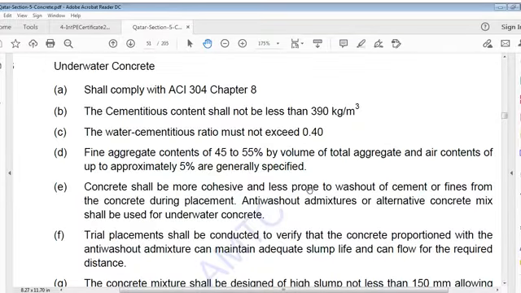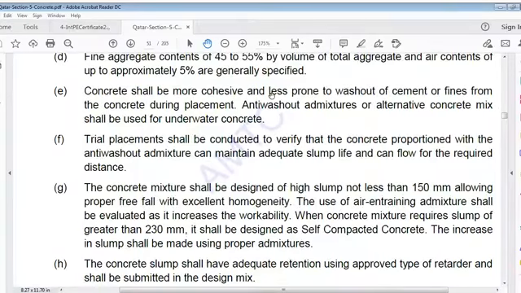Concrete shall be more cohesive and less prone to washout of cement or fines from concrete during placement. Anti-washout admixture or alternative concrete mix may be used for underwater concrete. Trial placement shall be conducted to verify that concrete proportion with anti-washout admixture can maintain adequate slump life and can flow for required distance.